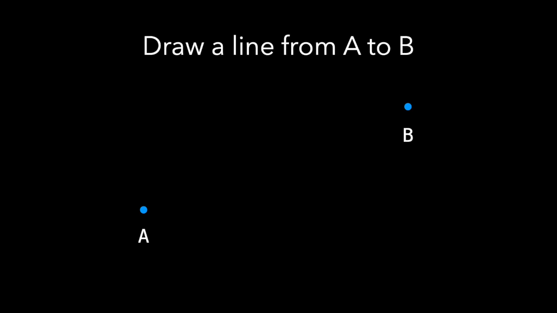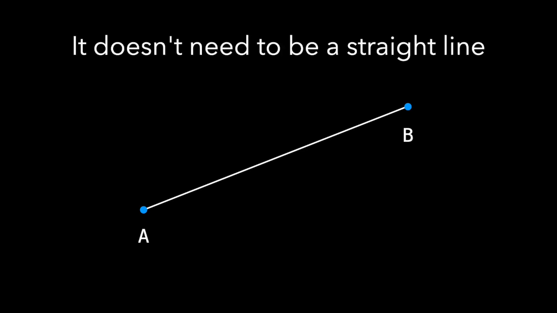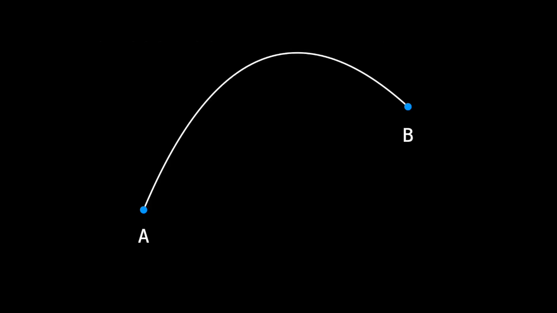We'll come back to functions, and more importantly, we'll come back to the graph of functions, but let's look at curves for a moment. So I have 2 points, let's call them A and B. Let's draw a line from A to B. You may take this literally and use your geometry to draw a straight line, but it doesn't need to be a straight line. When we say draw a line, it can be a curve, something like this.